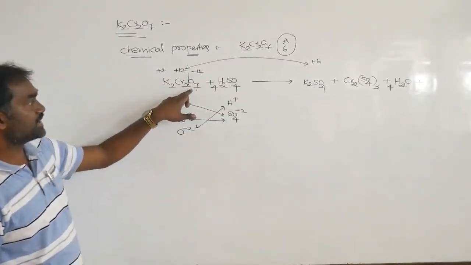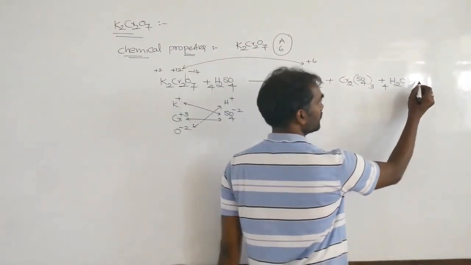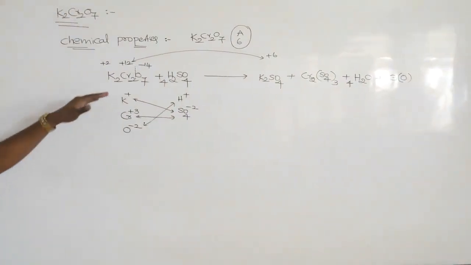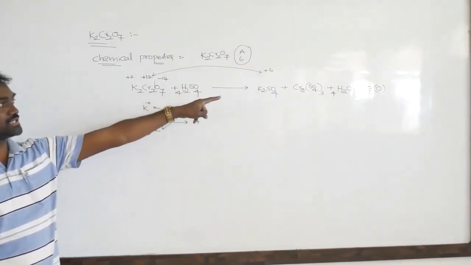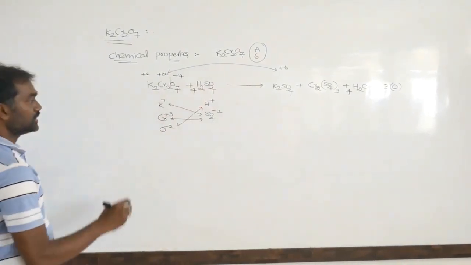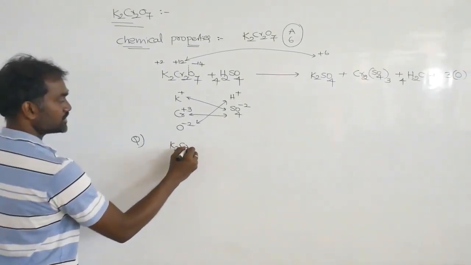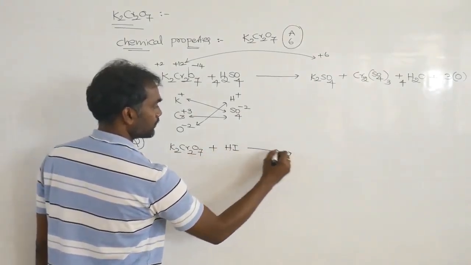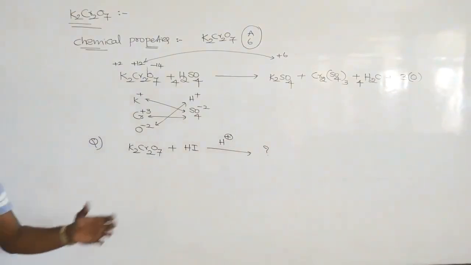Now think about oxygen. Here 7 oxygens are there, here 4 oxygens, the remaining 3 oxygens are there. So you write down 3 nascent oxygens. Whether potassium permanganate or potassium dichromate in acidic medium, this is the basic equation. By using this, you can solve whatever problem. Suppose I give one question: K2Cr2O7 reacts with hydrogen iodide in the presence of acidic medium. What happens? This is the question.